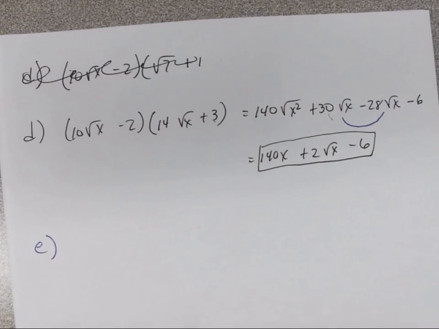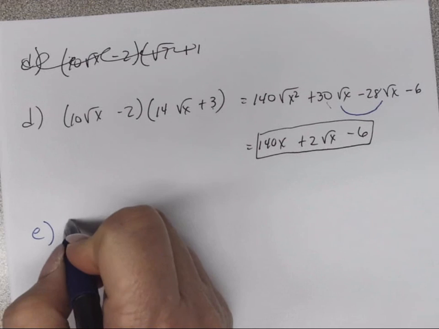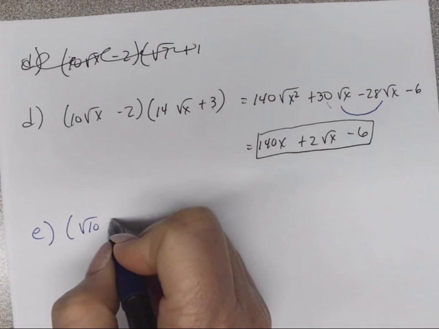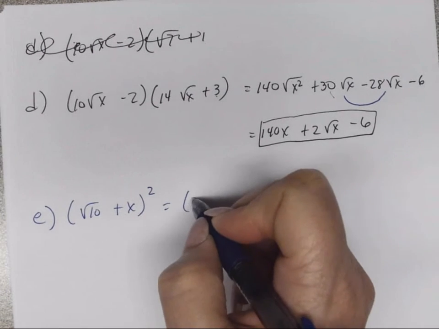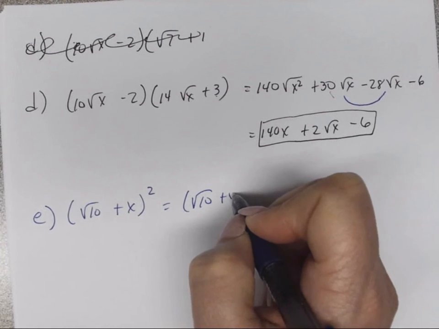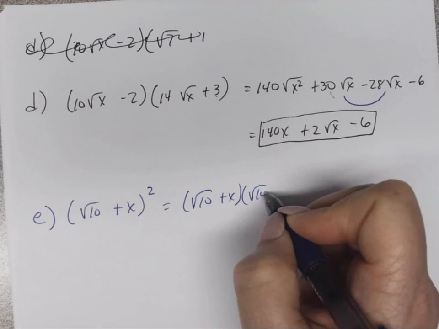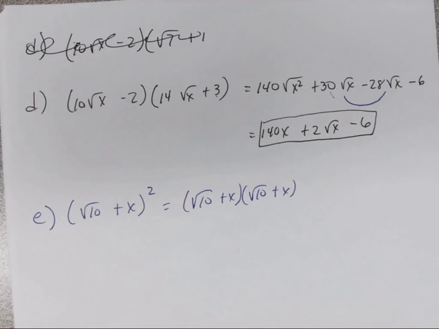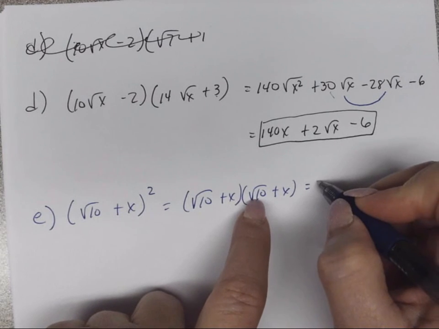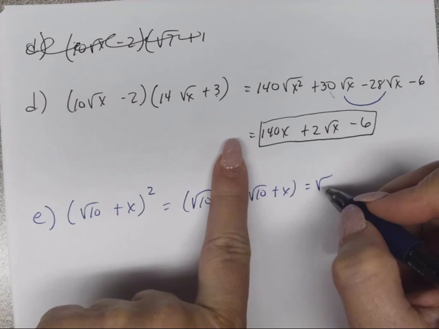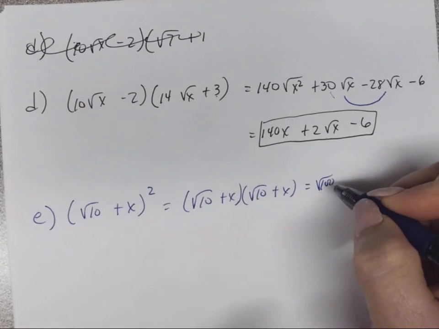All right, our next problem, we have square root of 10 plus x squared. So remember, it's the same as we've done before. This will be the square root of 10 plus x times the square root of 10 plus x. So it's the same thing as we've done in the past. It's just we have square roots in there. All right, so square root of 10 times square root of 10 will get us the square root of 100.